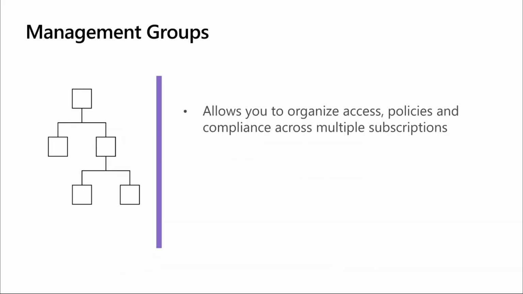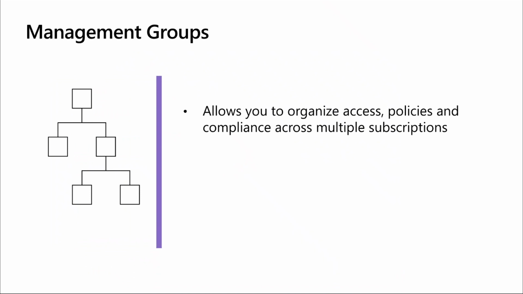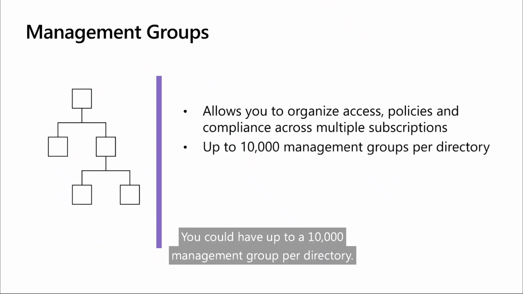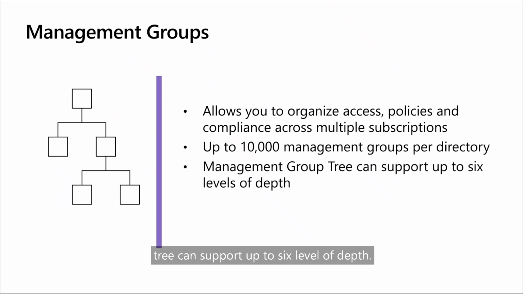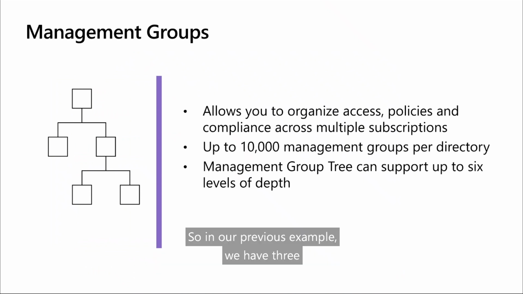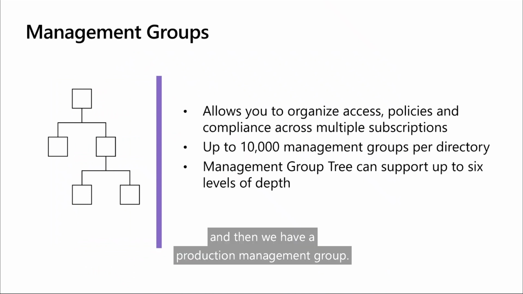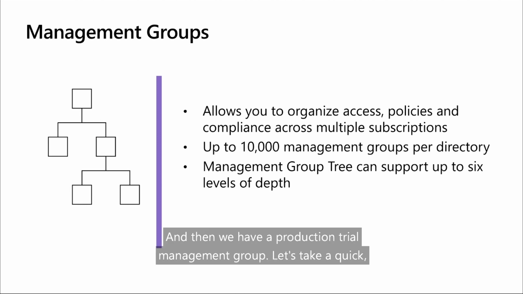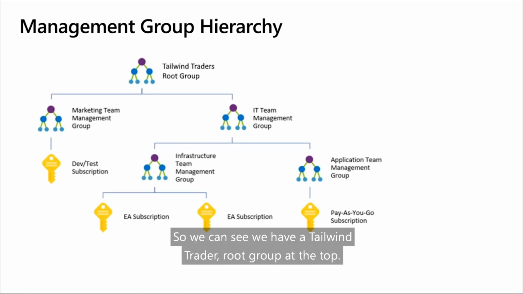Let's recap the key features. First, the management group allows you to organize access, policy, and compliance across multiple subscriptions. You can have up to 10,000 management groups per directory. The management group tree can support up to six levels of depth. In our previous example, we have three: the root management group, then a production management group, and then a production trial management group. Let's take a quick demo here as a quick sample.